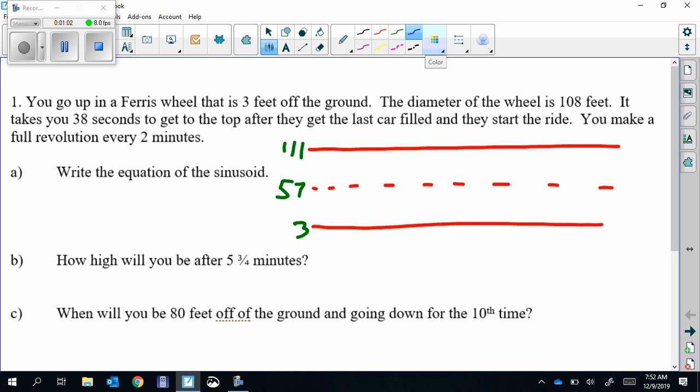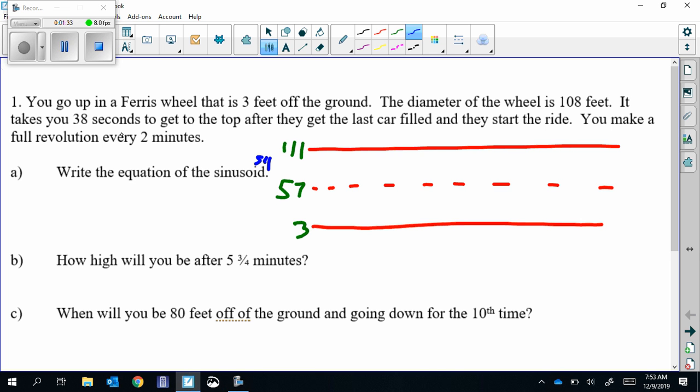So if you know the middle and you know the highest, that means you also know the amplitude, because the amplitude is how far it's going to go from the middle to the highest point or the lowest point. It'll be 54. So you've actually got half of the equation already because you know the midline and you know the amplitude. We need to know the phase shift and we need to know the period so we can find B.